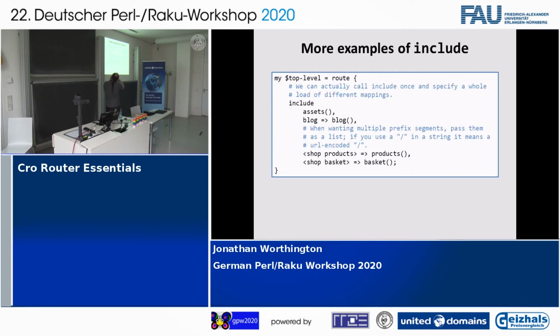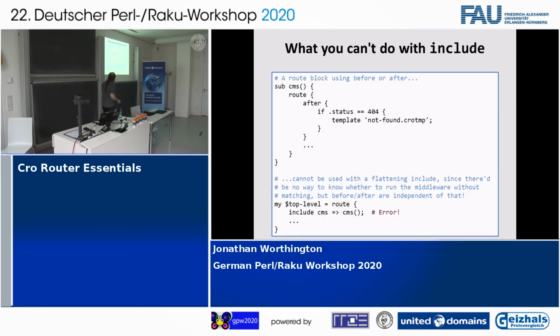You can actually include a load of things just by calling include once as well. And you can mix and match. So there's the assets, there's blog mapped to that. If you want to have multiple URL segments, then you need to pass a list of things on the left. Okay, and it will be under, say, /shop /products, and then whatever routes are available.